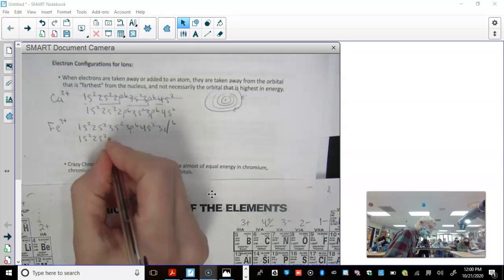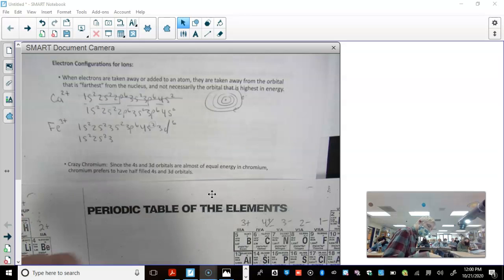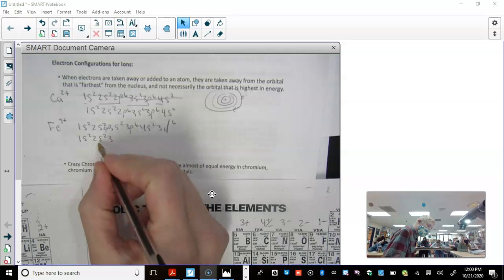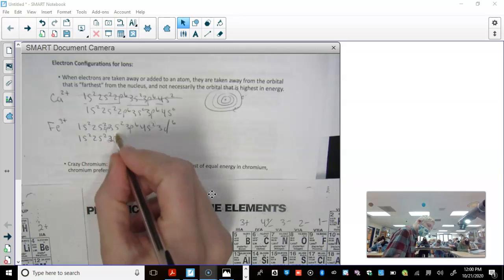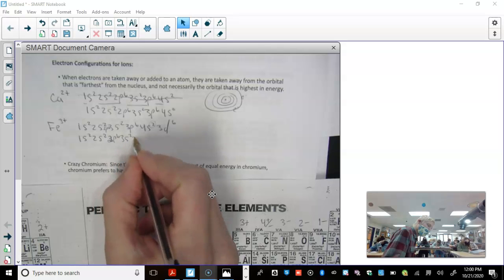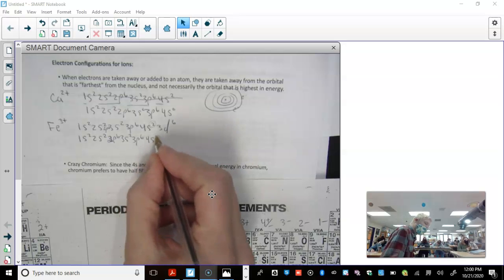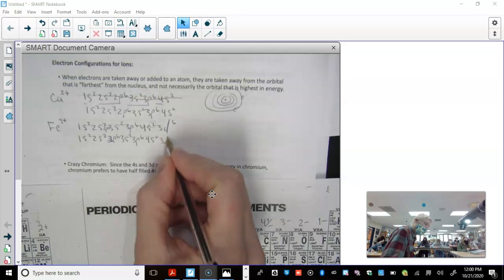1s2, 2s2. Oh my gosh, I forgot something here. 2p6. Sorry about that. Let's do 2s2, 2p6. If you want to write 4s0, you can. I'll just write 4s0. Or you can omit it and just have the last one be 3d5.